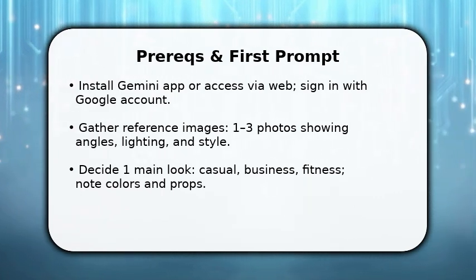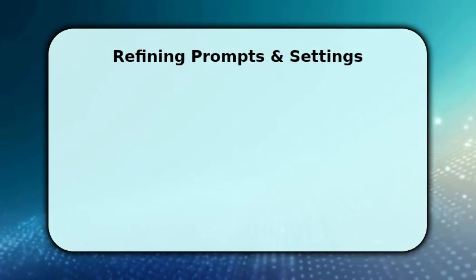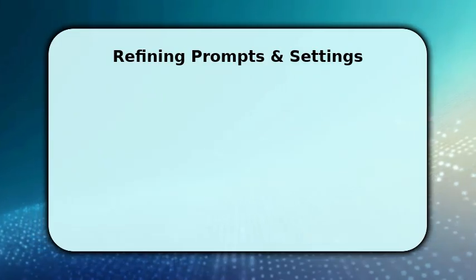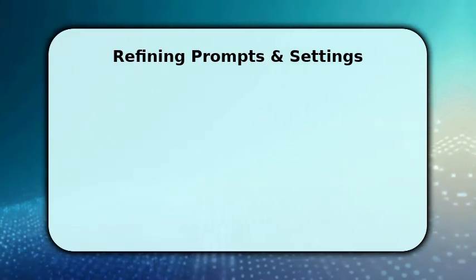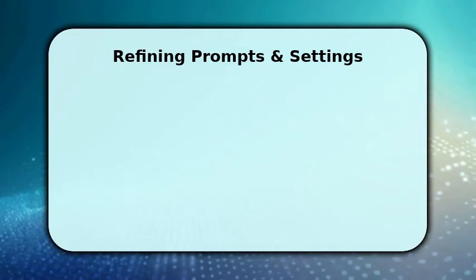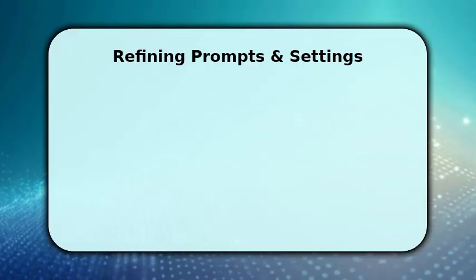You now refine the image by iterating. Start with a base prompt, generate, then tweak only one element per run. Change outfit, expression, or background to isolate effects. Set reference blending or strength to around 70 to 90% so your face remains recognizable. Lower strength if you want stylized results.